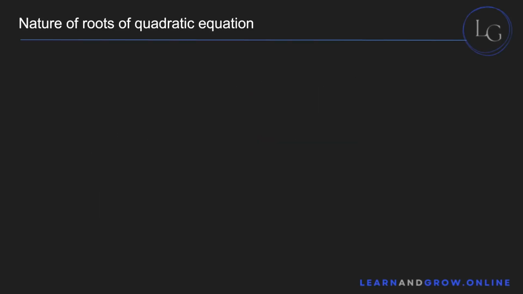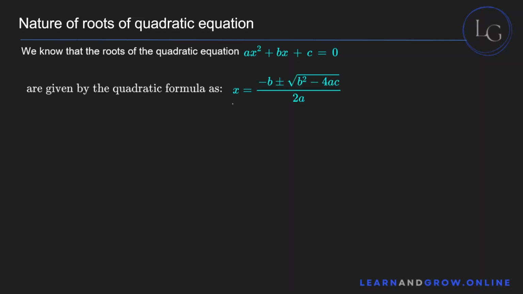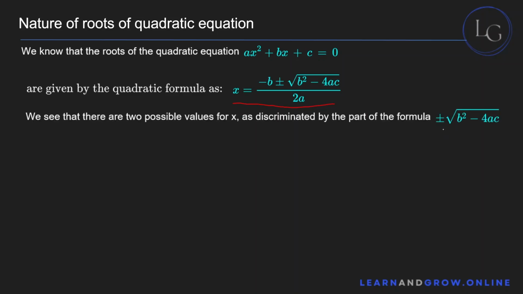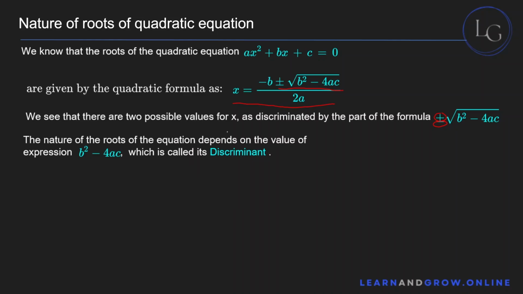Now we must find the nature of the roots of a quadratic equation. Now, you remember the quadratic formula, everyone remembers this at this point? Well, we're concerned with this part, this plus minus under root b square minus 4ac. This part is what will give you two values for x. One will be positive and one will be negative. So the nature of those roots will depend on b square minus 4ac, this term, and it will be called a discriminant. So from now on, we'll refer to b square minus 4ac as the discriminant.